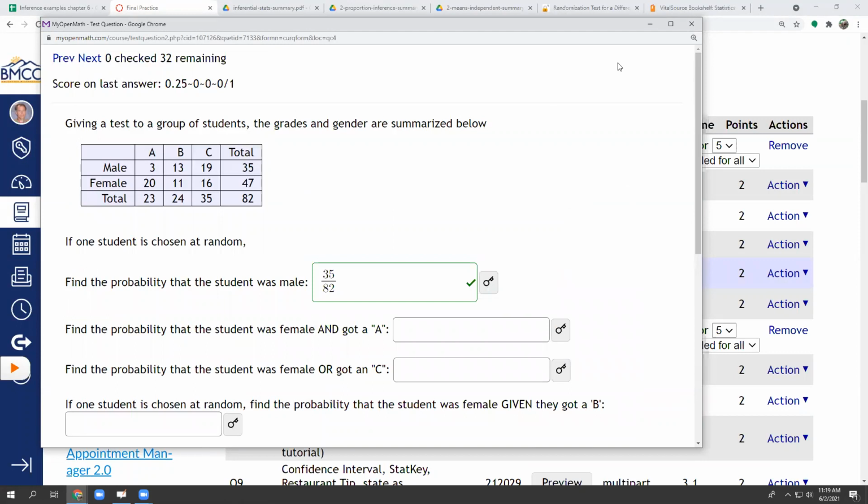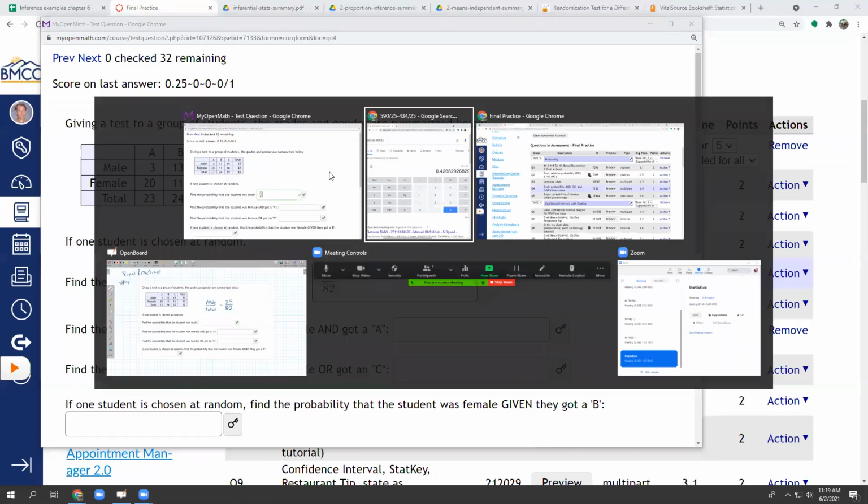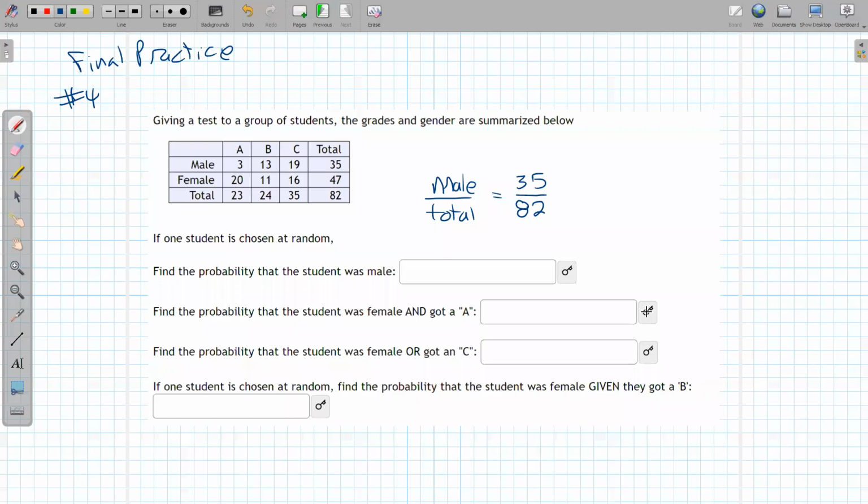All right, next. So we have that one. Find the probability that a student was female and got an A. All right, so for this one right here, whip up my highlighter for a minute. The and, both things, I have to consider both the females and the A's at the same time because of the and. So I want to know of the females here, which of them got an A?